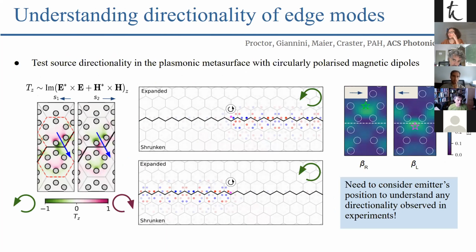So in order to understand experimental results, one has to do something like was shown for the Valley Hall system in the other talk. One needs to specify where your emitter is, or I guess the samples are created and they look for places where the emitter is in a good position. And this is not always discussed in the experimental literature. So this is the point I wanted to make. Okay, thanks.